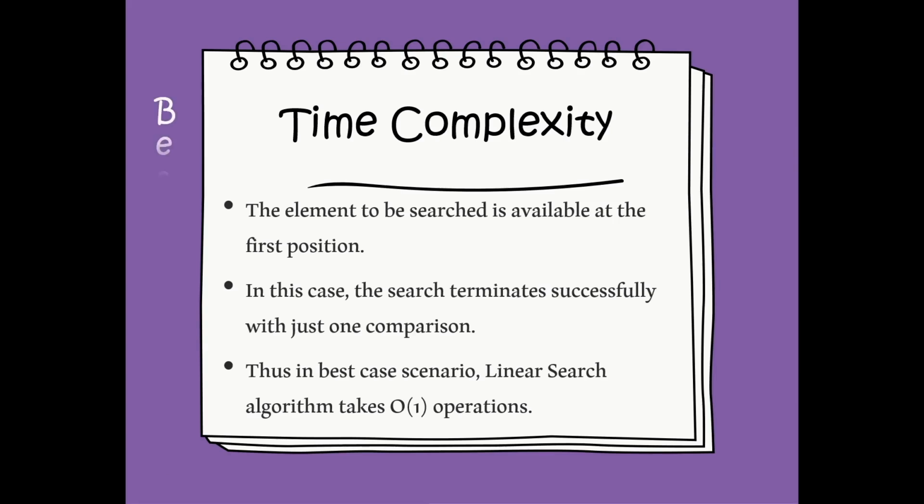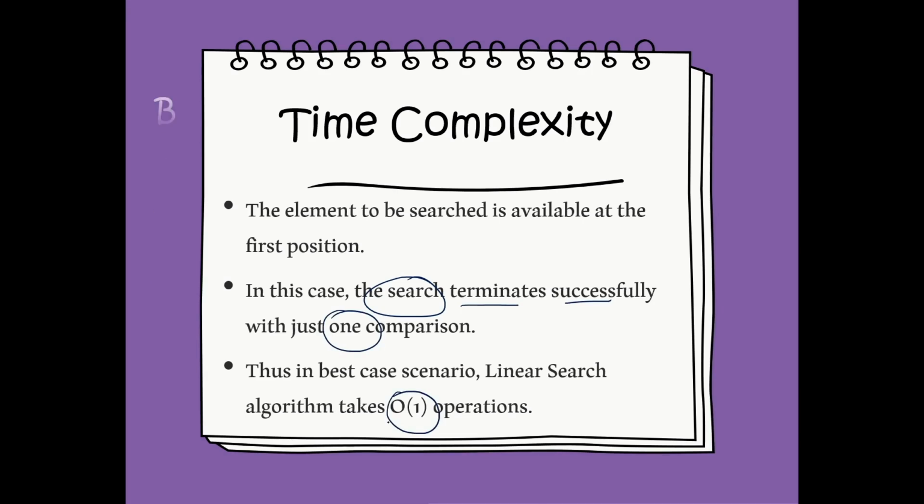Let's understand the time complexity for this linear search algorithm. Here I place different points for best case scenario. The best case will happen when the element you are looking for is available at the first position itself, and if this happens, then the search process terminates successfully with just one comparison, and thus in the best case scenario the algorithm will take only O of 1 operations.